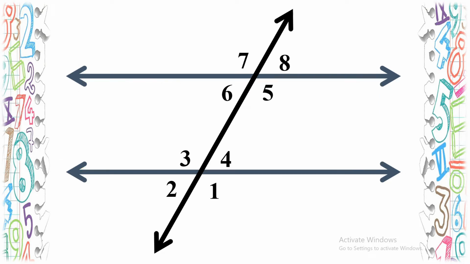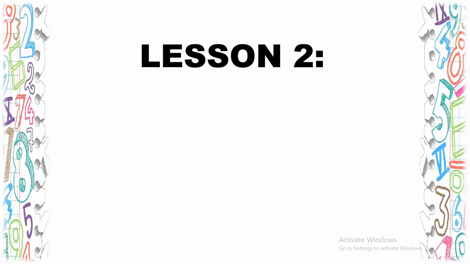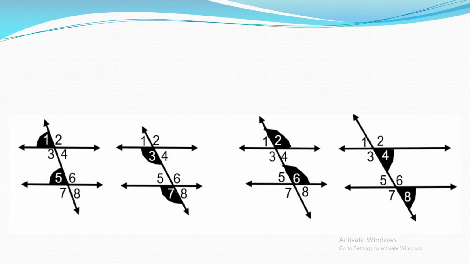And that ends our first lesson, which is all about the parallel lines cut by a transversal. Let's now have our second lesson. Angles formed by parallel lines cut by a transversal. Now observe these four figures. In each figure, a pair of angles were marked. Do you know the relationship of those pairs of angles?